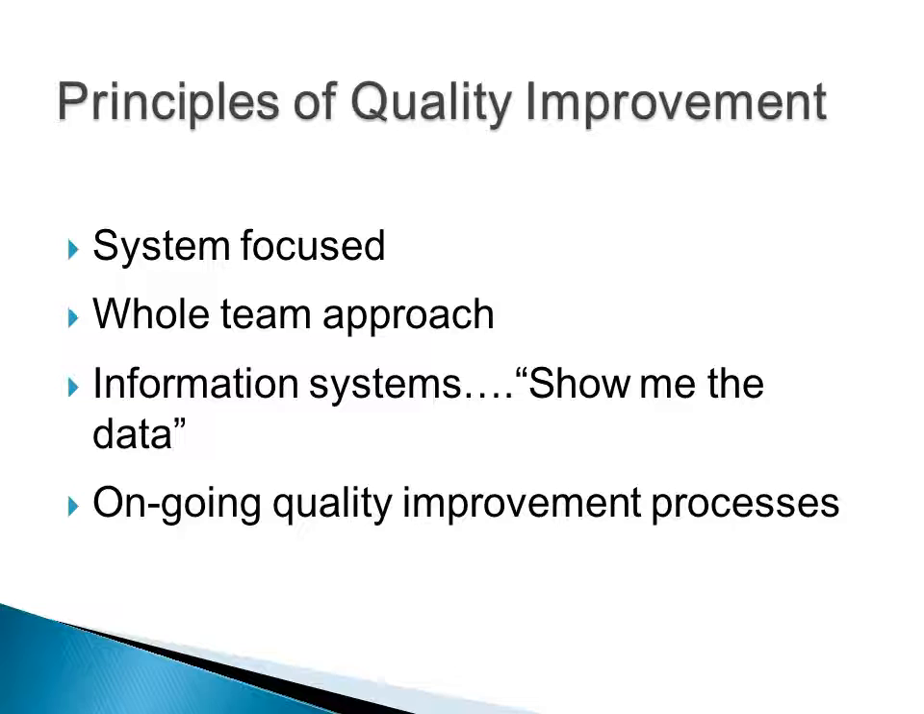So what I just said is sort of a segue to the 4 core principles of quality improvement. And they're right here, and I'll go over each one of them in more detail. The first is that it's about systems. It's all about systems, and then it's all about teams. It's not about individuals. It's about the system and about teams, and then it's about information.